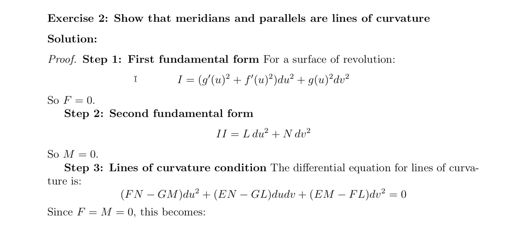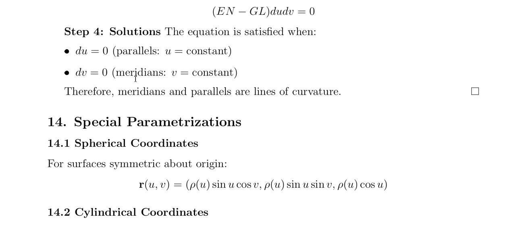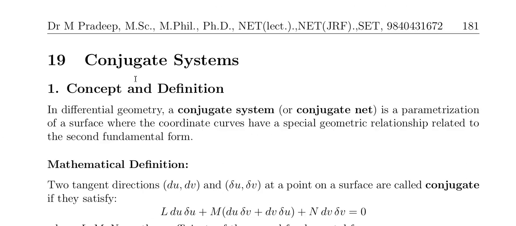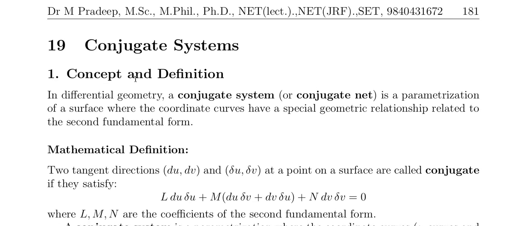We will show that the meridian and parallels are lines of curvature. The next one is the conjugate system. So I will stop here. Next class conjugate system பார்க்கலாம்.